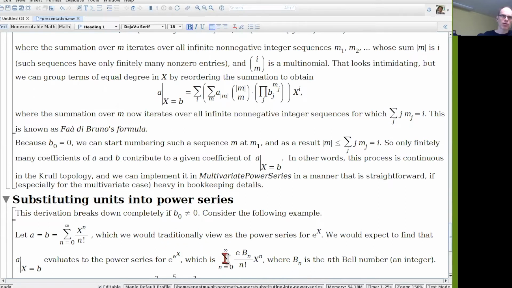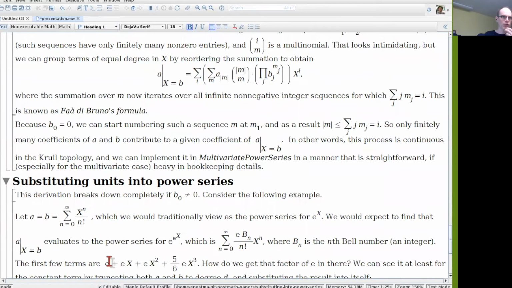which we can view from a traditional power series point of view and find a closed form for it, which is e times the sum of bn over n factorial times x to the n, where bn is the nth Bell number. So the first few terms look like this: e plus e times x, plus e times x squared, plus 5/6 e x cubed. So if this were a live presentation, I would now ask, does anybody see anything surprising in there?